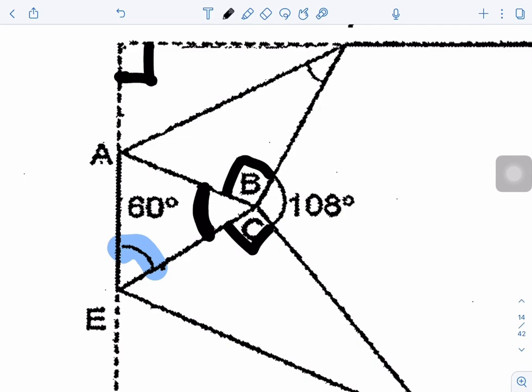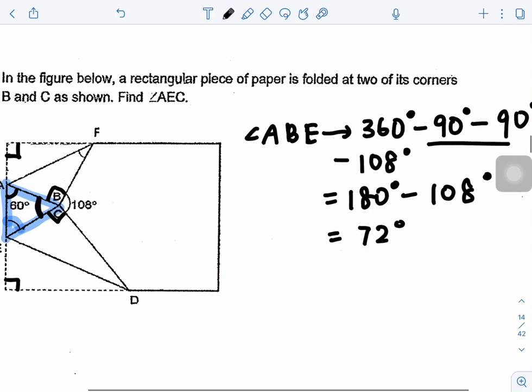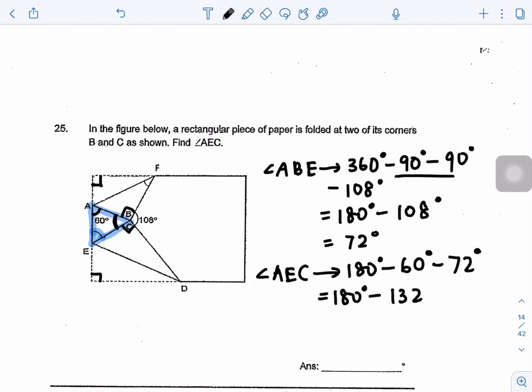And I believe that the 60 they have drawn here is actually here, 60. So the last remaining angle inside this triangle will be angle AEC is 180 degrees minus 60 degrees, which they have given you, minus 72 degrees, the angle we have just found. So this is 180 degrees minus 132 degrees, and that will be 48 degrees. Okay.